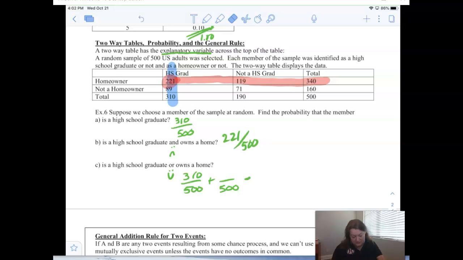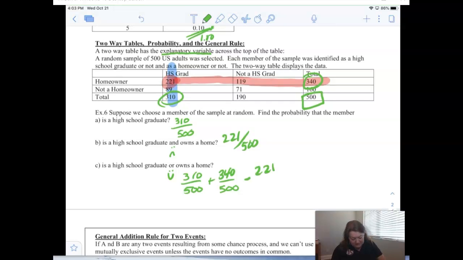I want to do, this group would be 340, right? So I want to make sure that I'm taking out that overlapping group. So I took the total here and the total here all over the grand total, added those two together, and then I want to take out the one that has been counted twice. So that's 221 out of 500. Okay, and I would go calculate that and figure out what that fraction is.